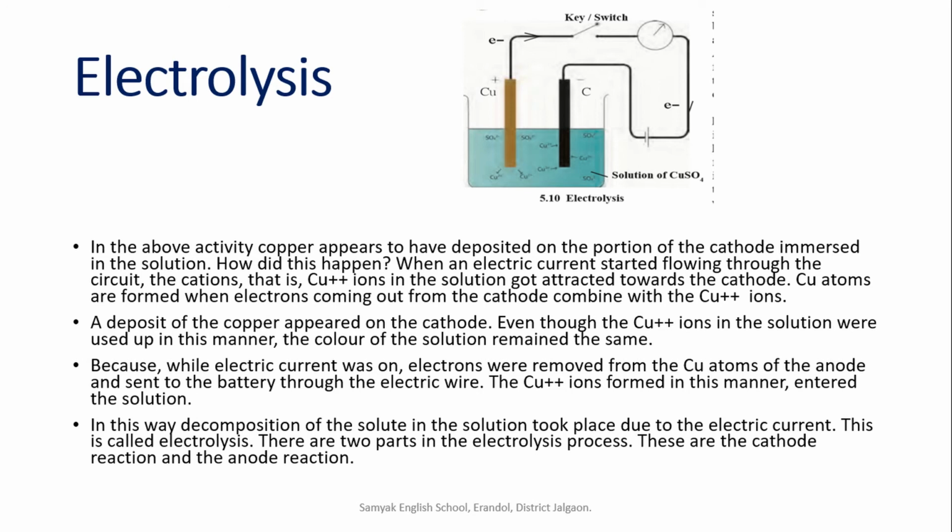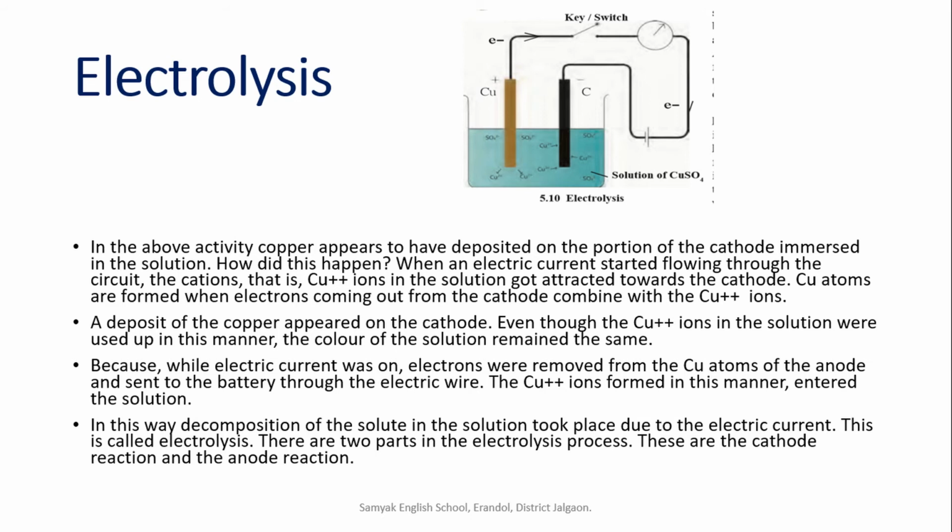Even though the copper ions in the solution are used in this manner, the color of the solution doesn't change, because when the electric current is on, the electrons are moved from copper atoms of the anode and sent to the battery through the electric wire. So the copper ions travel through the solution and electrons travel from the copper electrode to the battery, in two opposite directions. So copper ions formed go into the solution. In this way, decomposition of the solute in the solution takes place in presence of electric current.